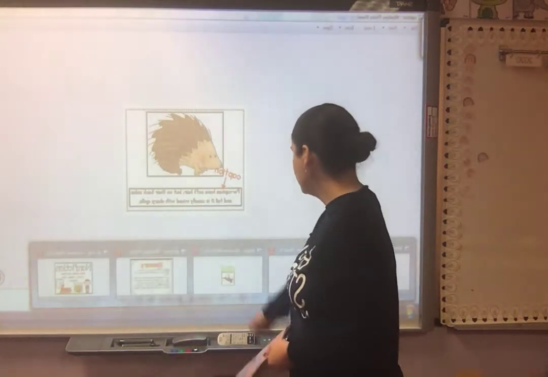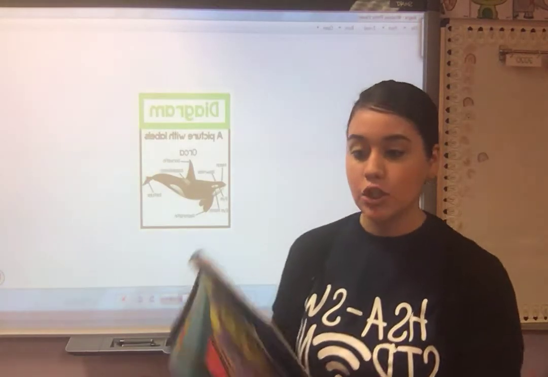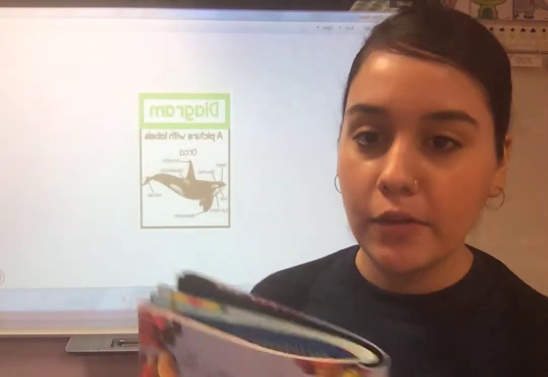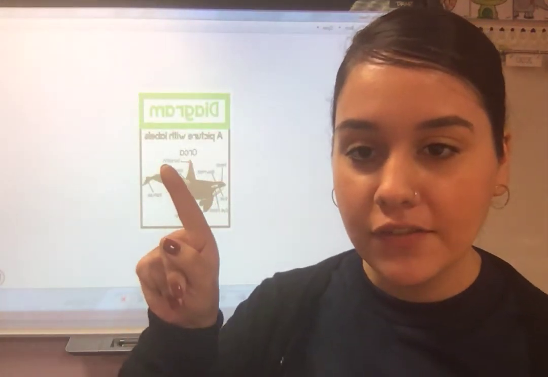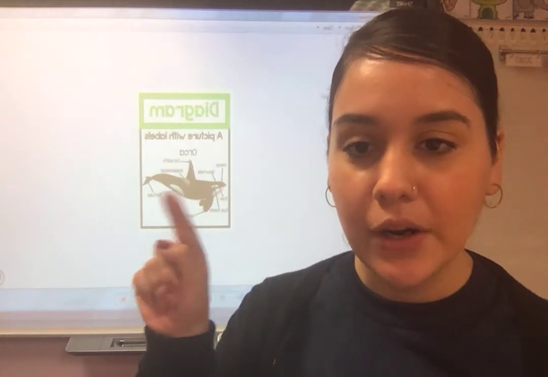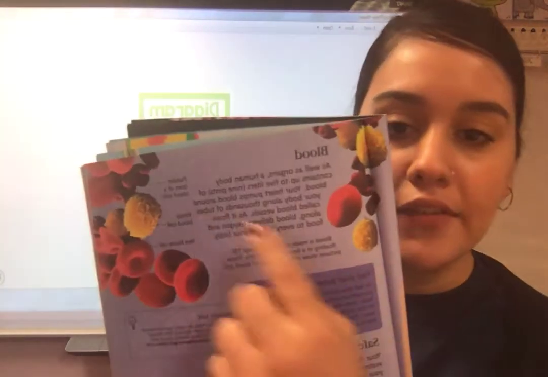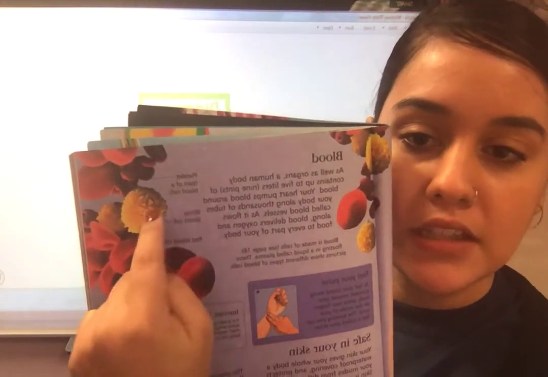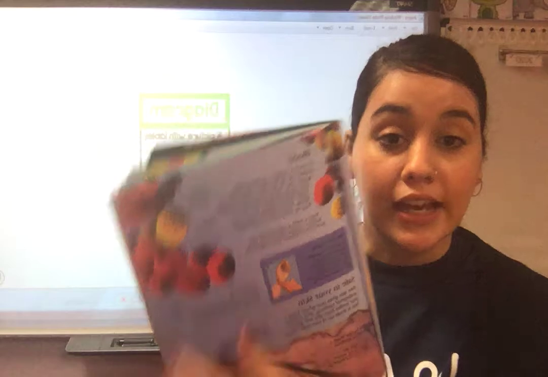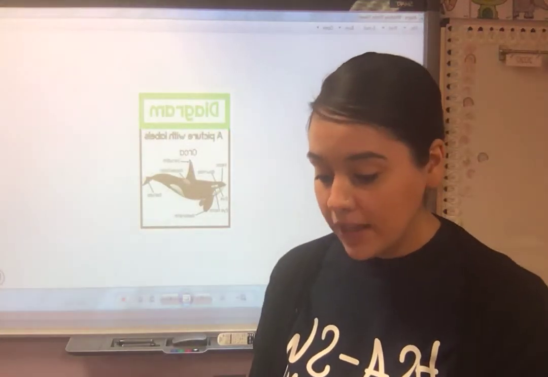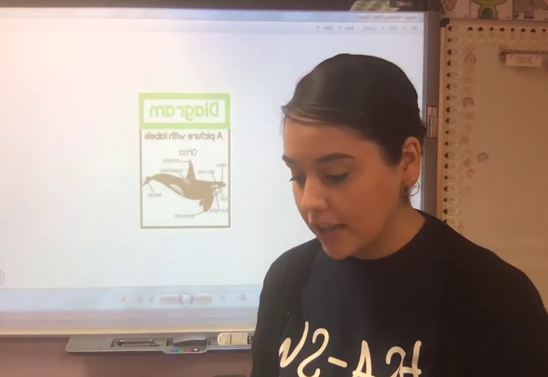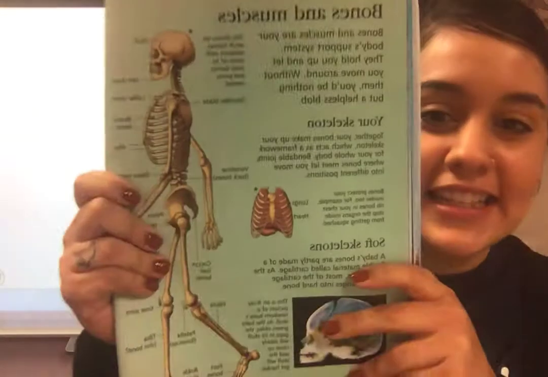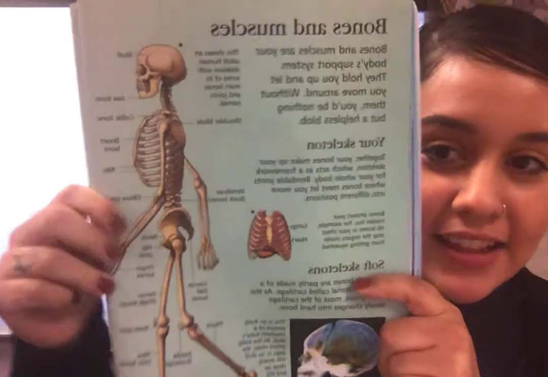We can also look at diagrams. There's so many diagrams in this nonfiction book right here, right? Remember the diagram had a bunch of little words pointing to the different parts of the whale? Here we have a diagram. You have all these little words pointing to different parts of this picture. That's another diagram. There's so many diagrams in this book. Look at this one. This one's kind of cool. Look at this diagram. It's all about a skeleton, right?